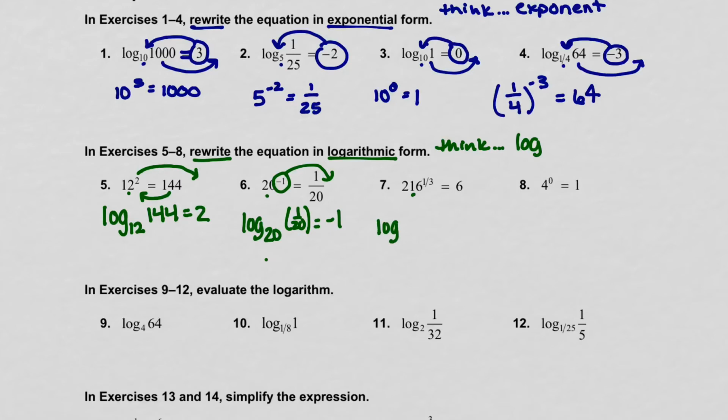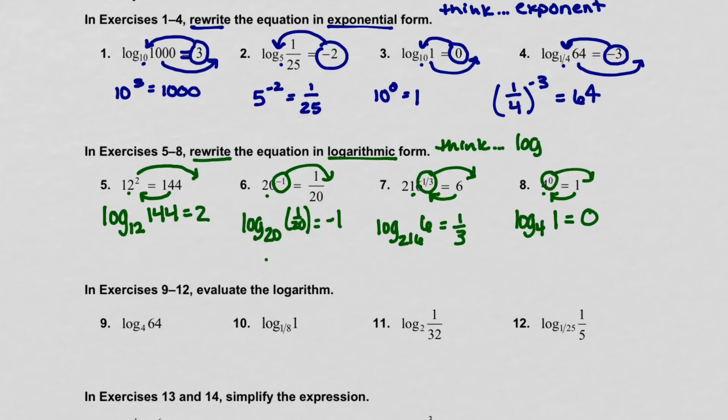If I have log base 216 of 6, well, what exponent would I need for that? I would need a 1/3. If I have a base 4 of 1, well, my exponent would have to be 0 if I wanted to get a 1.